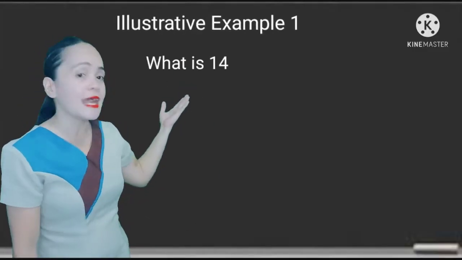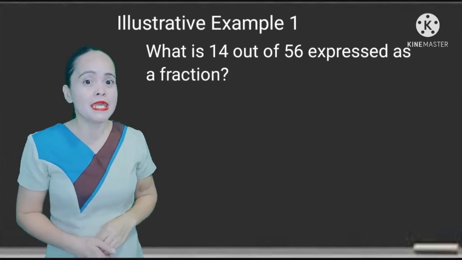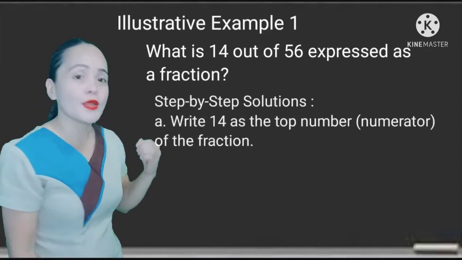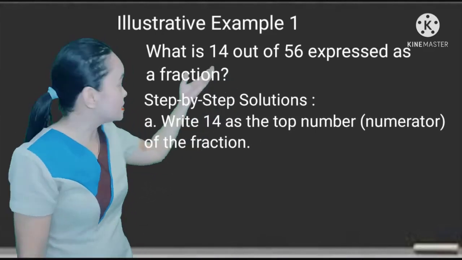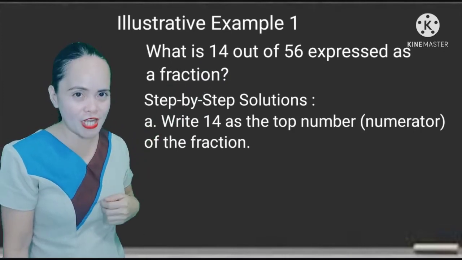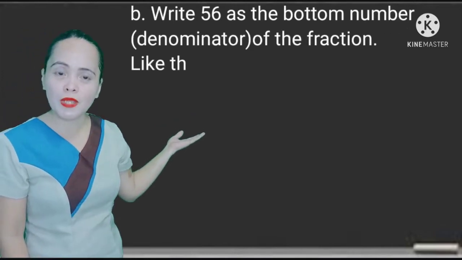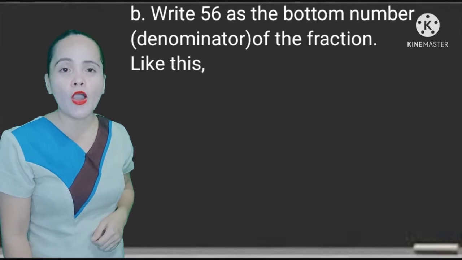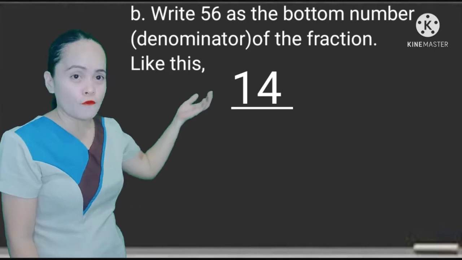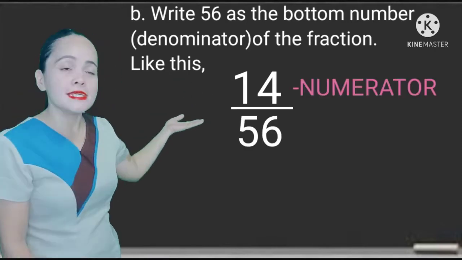What is 14 out of 56 expressed as a fraction? Now we have step-by-step solutions. Letter A, write 14 as the top number, or we call it numerator of the fraction. Letter B, write 56 as the bottom number, or the denominator of the fraction, like this. 14 is the numerator and 56 is the denominator.